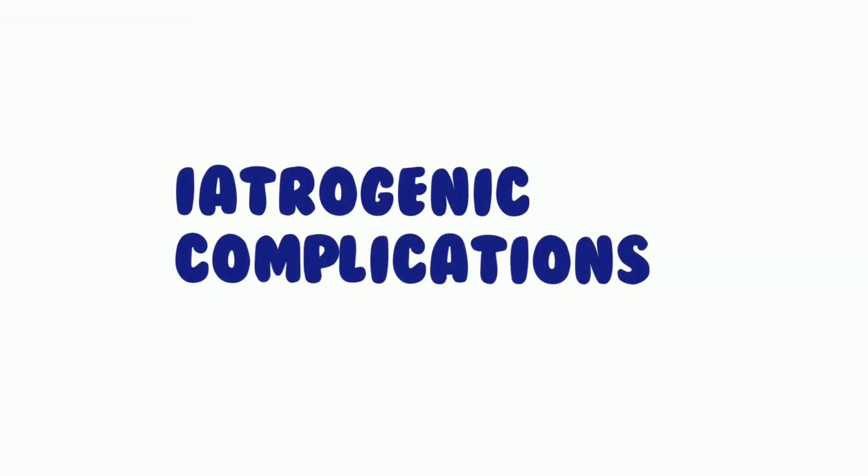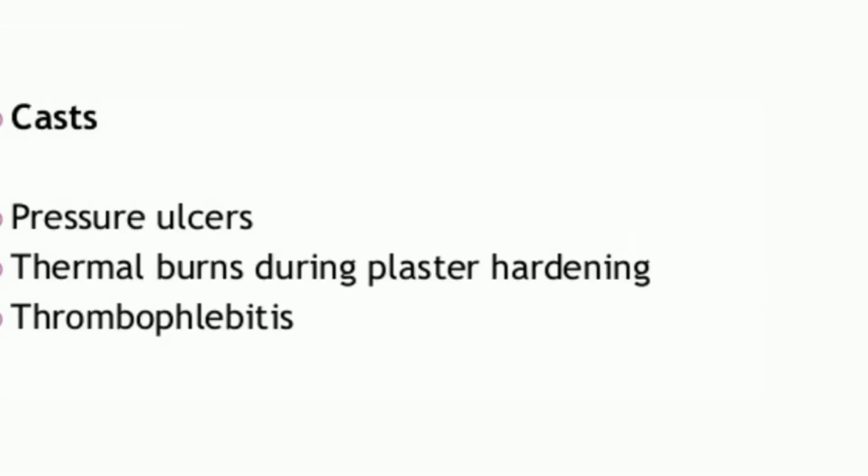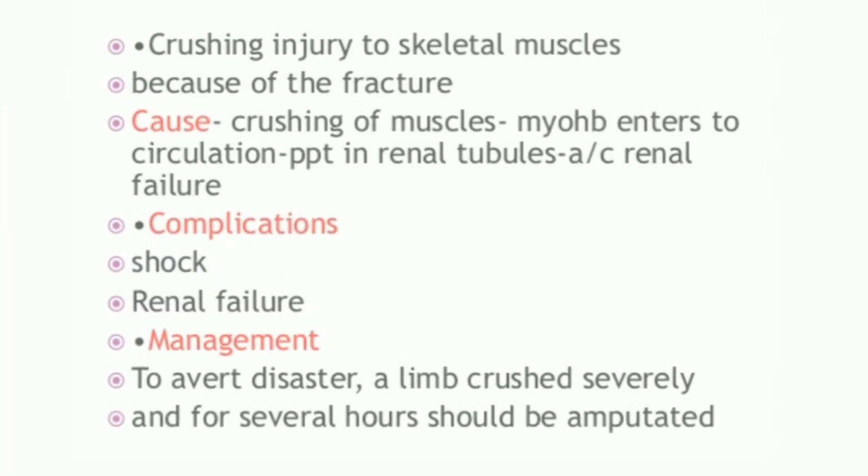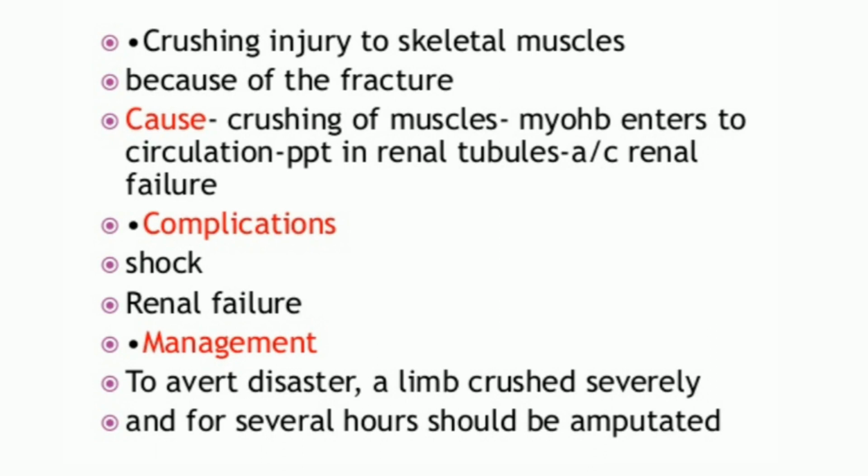Iatrogenic complications: cast pressure ulcers, thermal burns during plaster hardening, and thrombophlebitis. Crush syndrome is a crushing injury to the skeletal muscles because of the fracture. The cause is crushing of muscles. Complications are shock and renal failure.